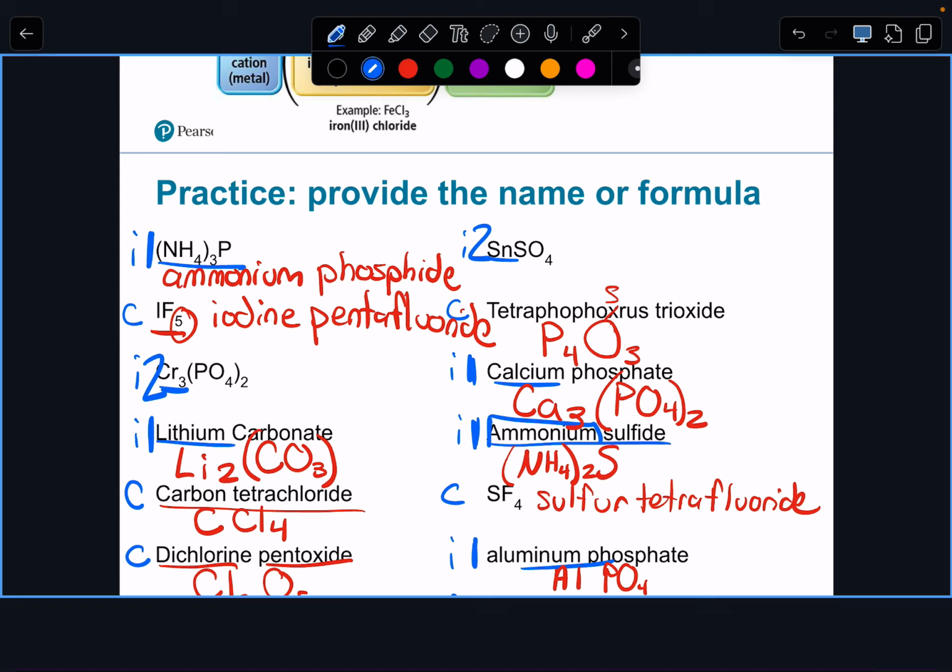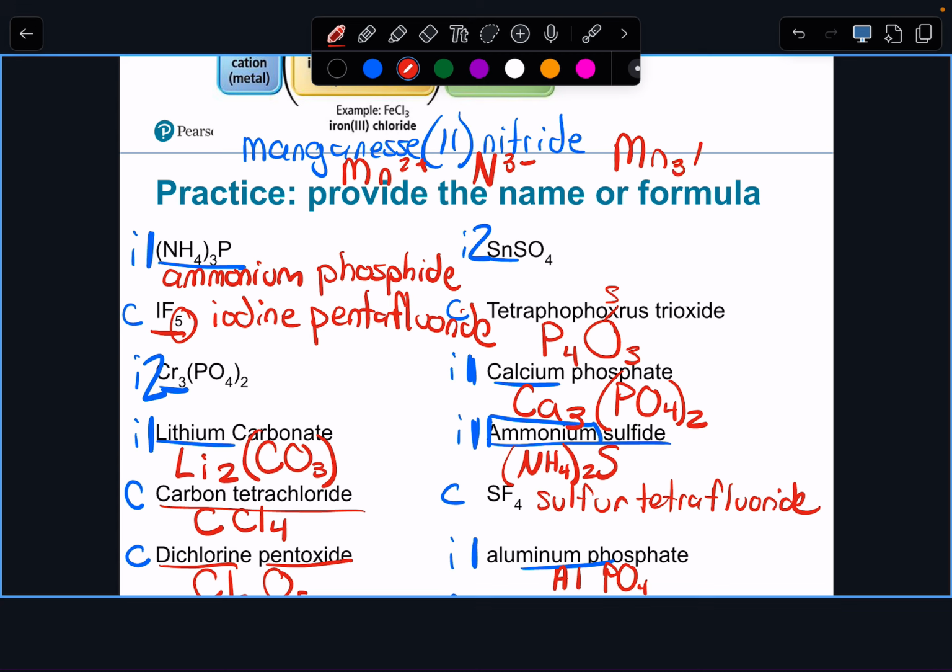So let's say manganese 2 nitride. Okay, so manganese 2 means a 2+ charge. So Mn 2+. Nitrogen is a 3-, and then I cross the charges. Okay, so the formula there would be Mn3N2.